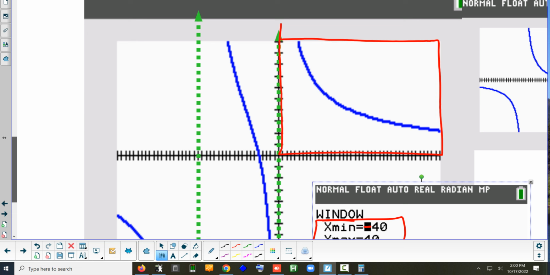That's the part we would focus on. These other two parts to the graph have absolutely no meaning in relation to our word problem. They don't make any sense at all. But that's okay to show them because that's what the problem was.